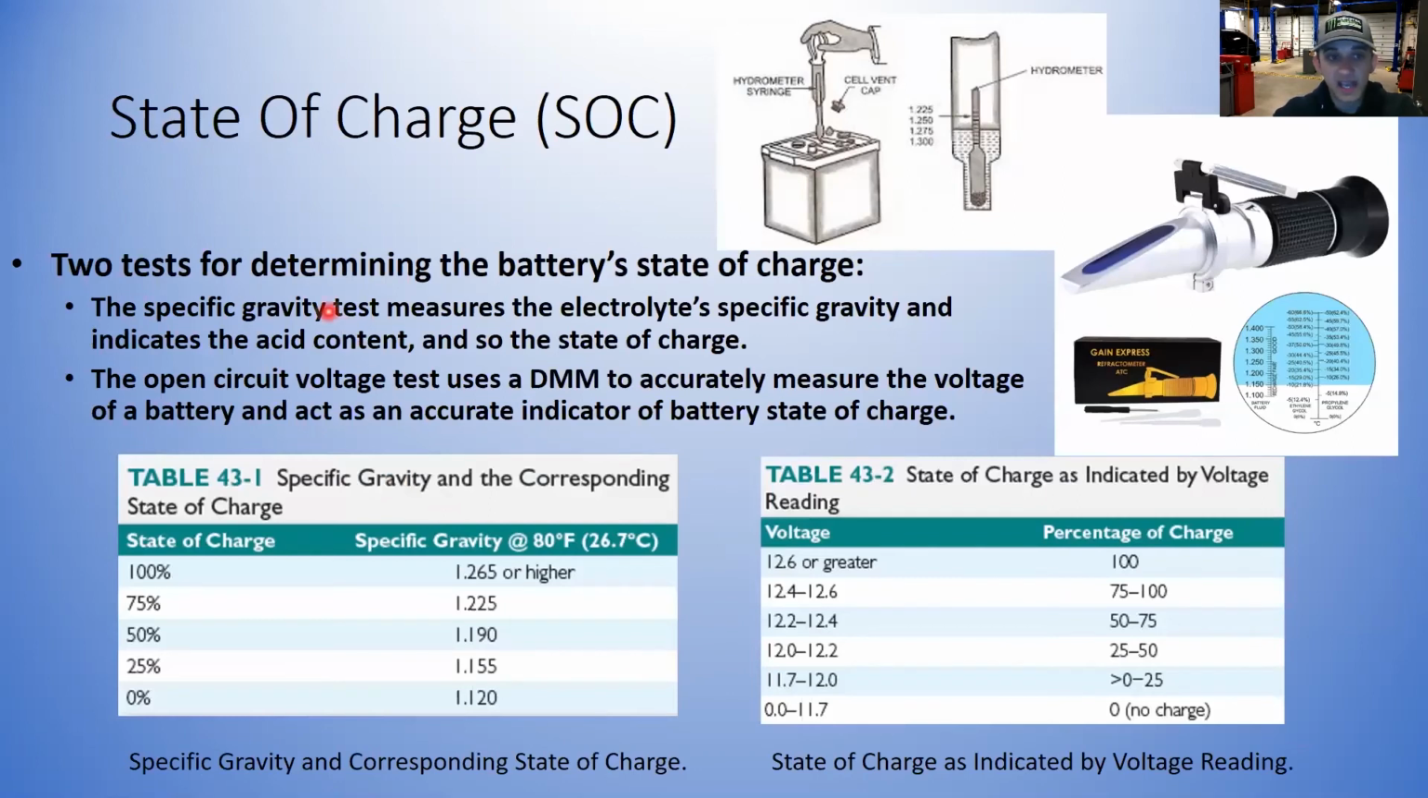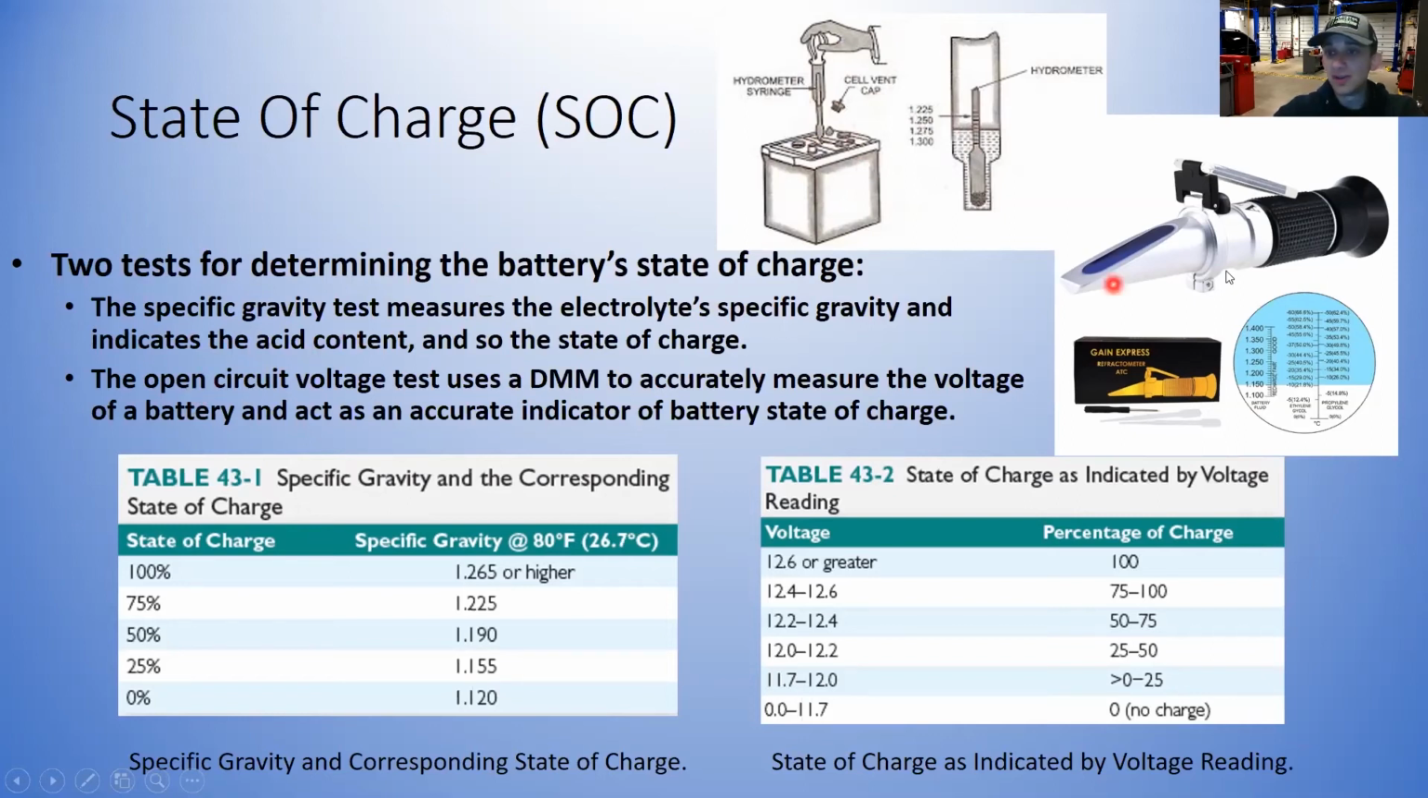So doing a state of charge test, there are two tests for determining this. The most common and probably easiest test is using a hydrometer. Right here is an example of a hydrometer. For those of you that have used a coolant hydrometer, it's a very similar concept. You're using a specific gravity test to measure the electrolyte specific gravity, and that indicates the acid content, and then you can figure out the state of charge. So you're taking a small sample of the electrolyte from each cell and checking the specific gravity on the scale, and that will tell you for each cell if it's good or bad, or low or weak, okay?